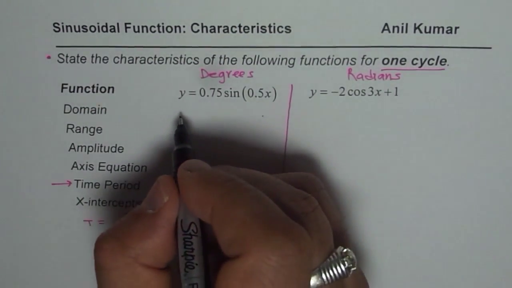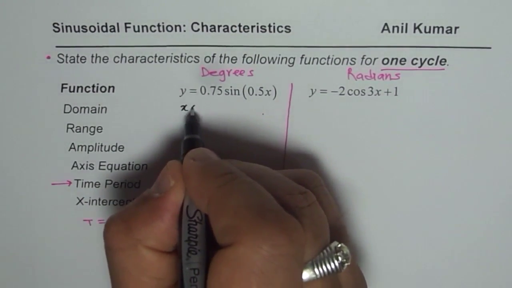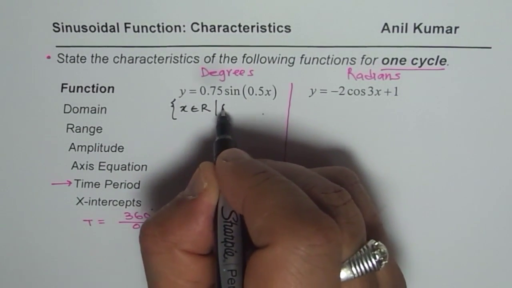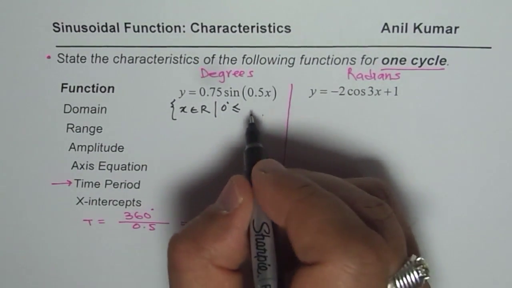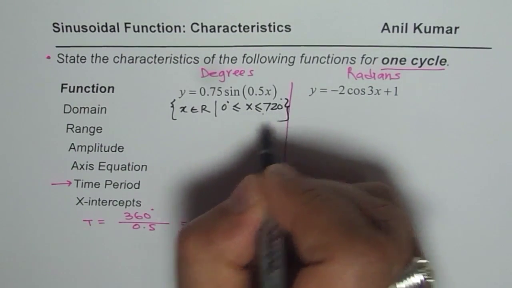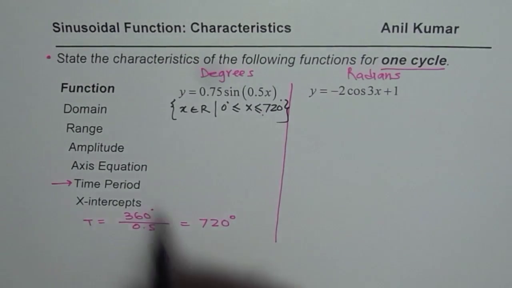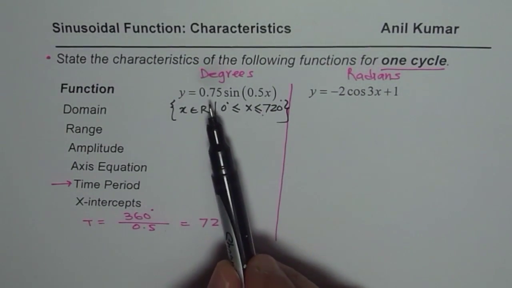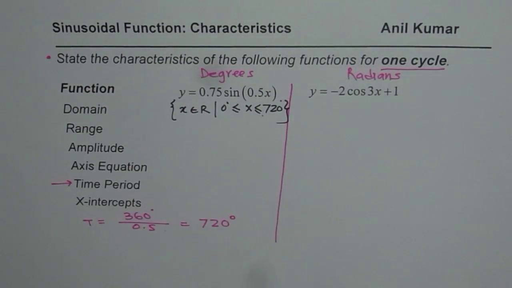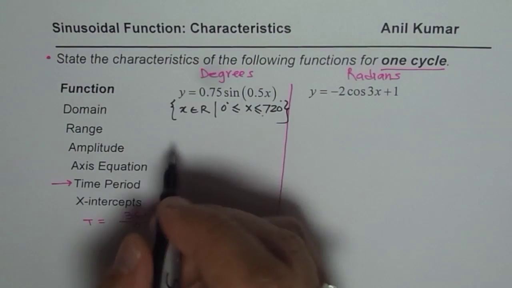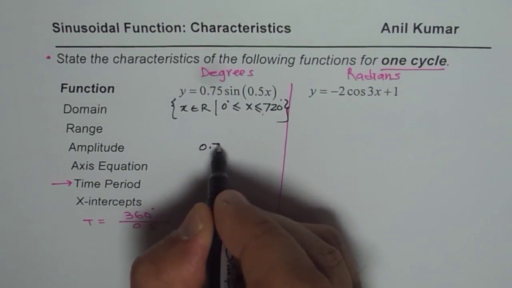So the domain here is that x belongs to real numbers, right? Where x is from 0 degrees to 720 degrees, correct? Now how about the range? Now if it is a sine function, amplitude here is 0.75. So probably we should write the amplitude first. So I'm writing amplitude first, which is 0.75.